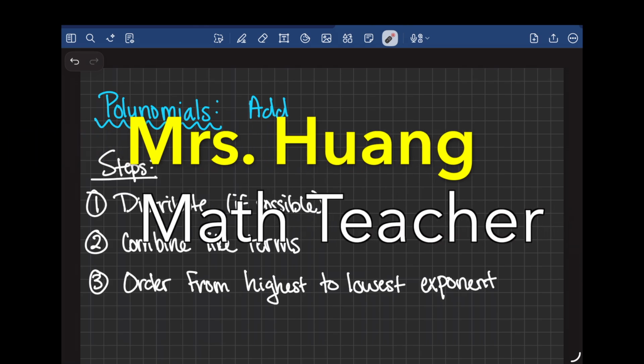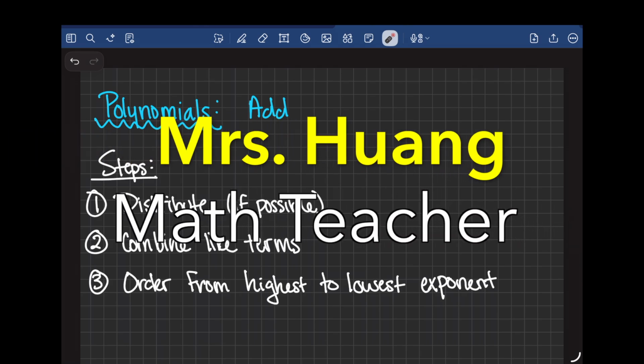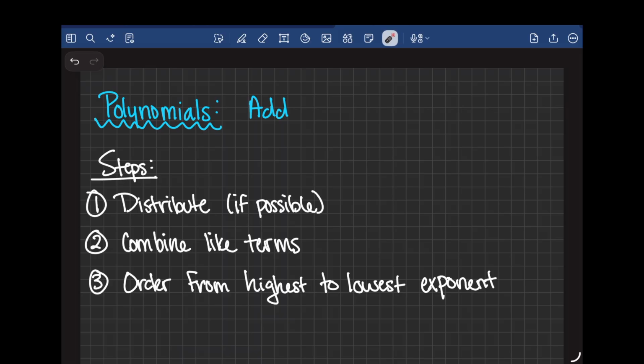All right, humans, in this video, we are going to be adding polynomials. So the steps we're going to take are to first distribute if possible. Remember, distribute is the same thing as multiplying. Then step 2, we're going to combine any like terms we have. And then step 3, order them from highest to lowest exponent. This would be standard form if you ever see that on one of your tests. Okay, so ordering from highest to lowest exponent is standard form.